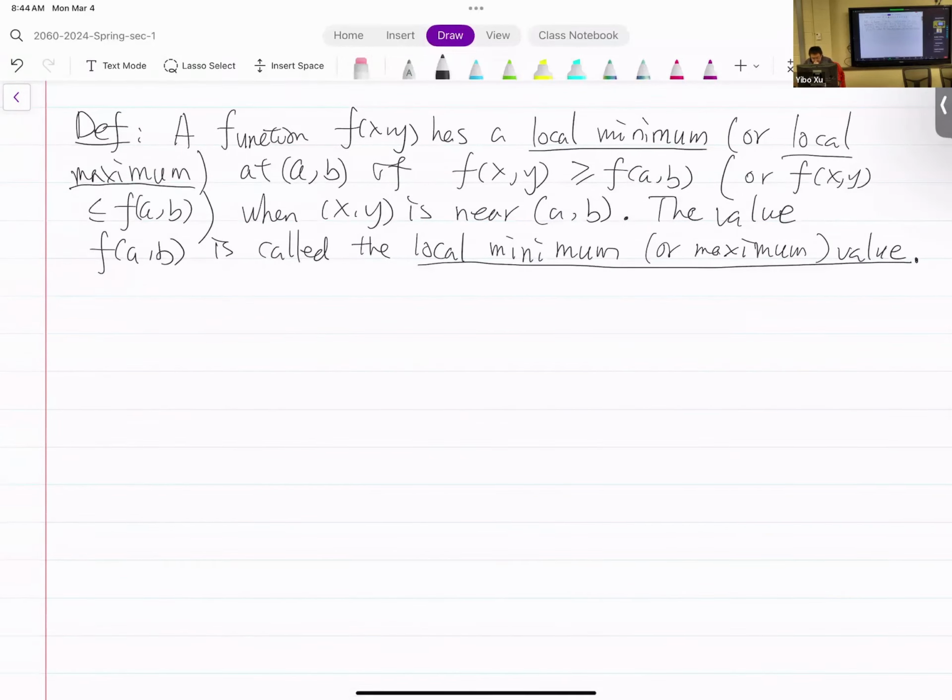So this is an exact extension of the same concepts in Calc 1. If you think about it, in Calc 1, we just say the function f of x has a local minimum if f of x is greater than or equal to f of a for all x values that are near a. So that's the exact same thing. Here we just replace the univariate x by a bivariate xy pair. The above is an extension of Calc 1.